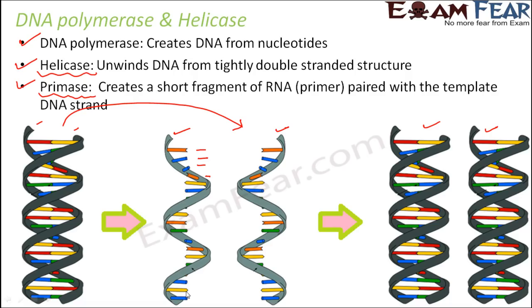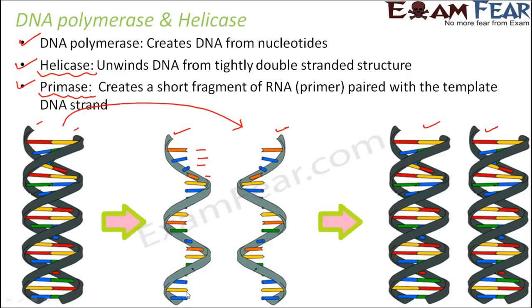Now, why? That will be answered a little later. For now, you just understand it like this, that DNA polymerase cannot initiate the process or cannot initiate its own function. So it needs somebody else to initiate the process. And who is that somebody else? That somebody else is the enzyme primase. So primase will just start the process.